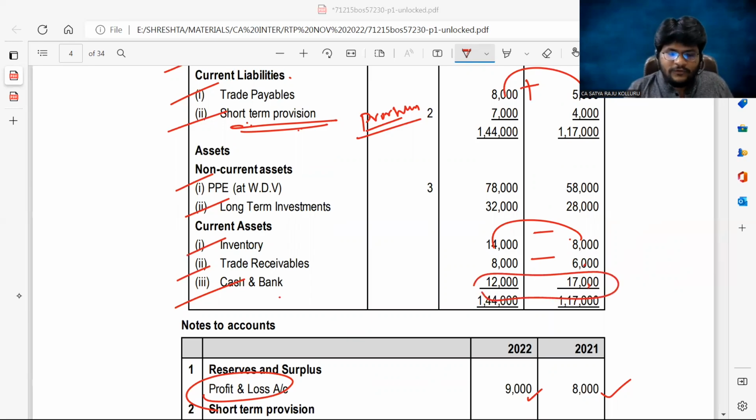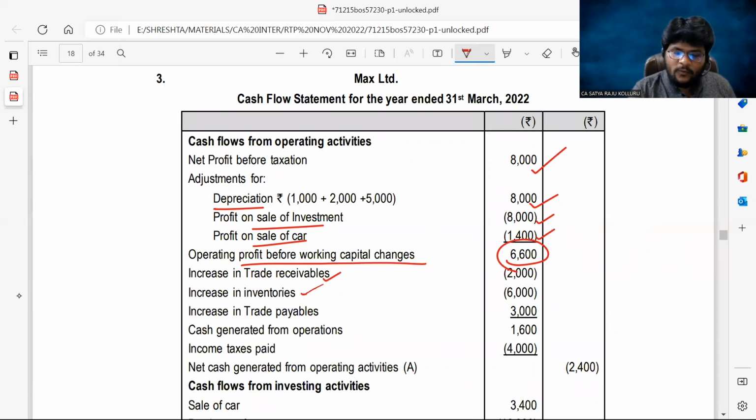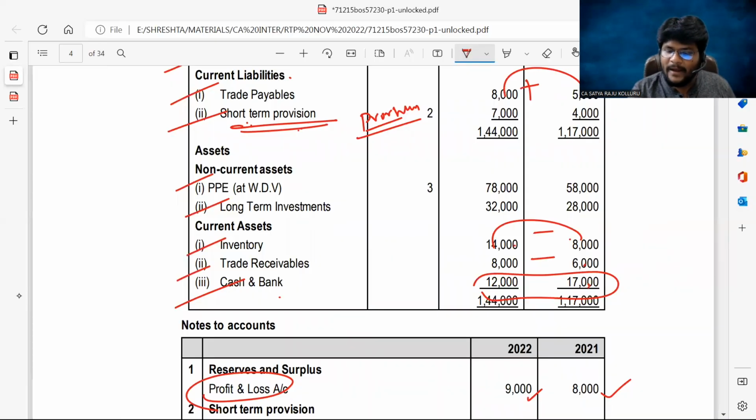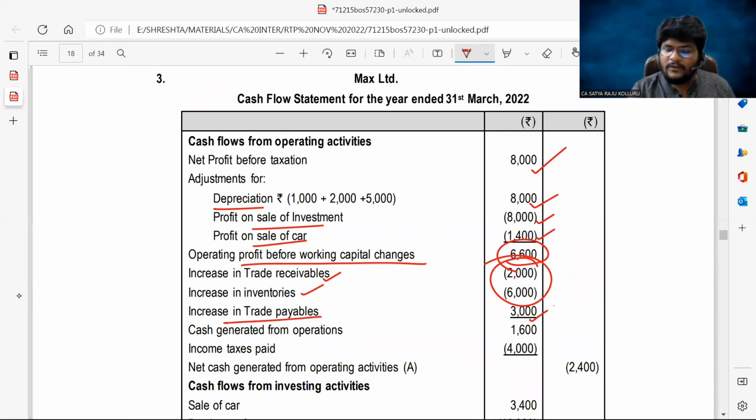Now, if you cross check here, increase in trade receivables, increase in inventory, both are reduced. I also told you the difference amount should be minus. The difference should be reduced. And one more thing, increase in trade payables, 3,000 added. I also told the same. Cash generated from operations you will get.